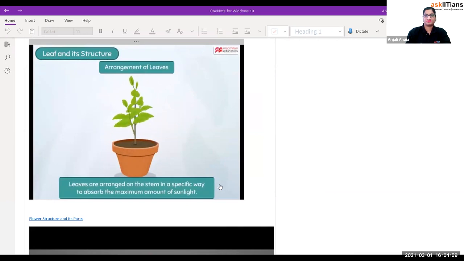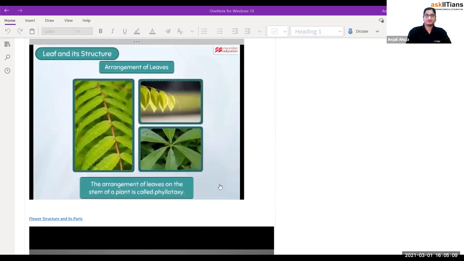The leaves are arranged on the stem in a specific way so that they can absorb the maximum amount of sunlight for photosynthesis. The arrangement of leaves on the stem of a plant is called phyllotaxy.